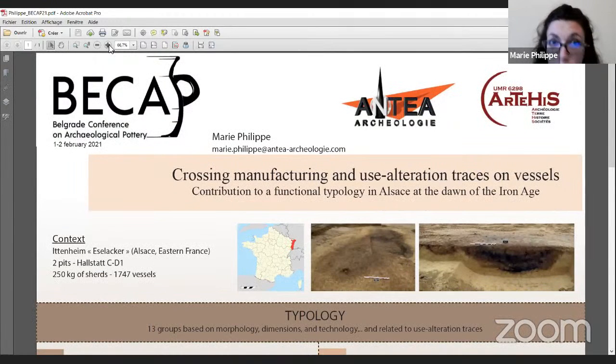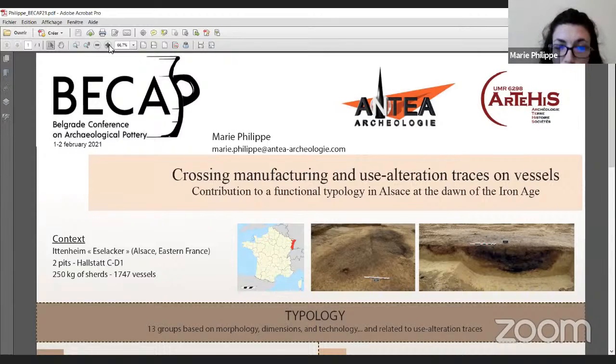Yes. 3 years ago, 2 pits were discovered in Ittenheim in eastern France. They are about 20 meters apart. These pits were created to extract some earth and then used to throw away pottery sherds dating back to the early Iron Age. A settlement should be very close, but it has been destroyed. These 2 pits contained 250 kilograms of sherds, that is more than 1,700 vessels.